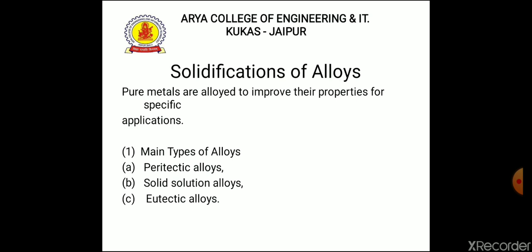Now the topic is solidification of alloys. Pure metals are alloyed to improve their properties for a specific application. The first one is main types of alloys, which include peritectic alloys, solid solution alloys, and eutectic alloys.